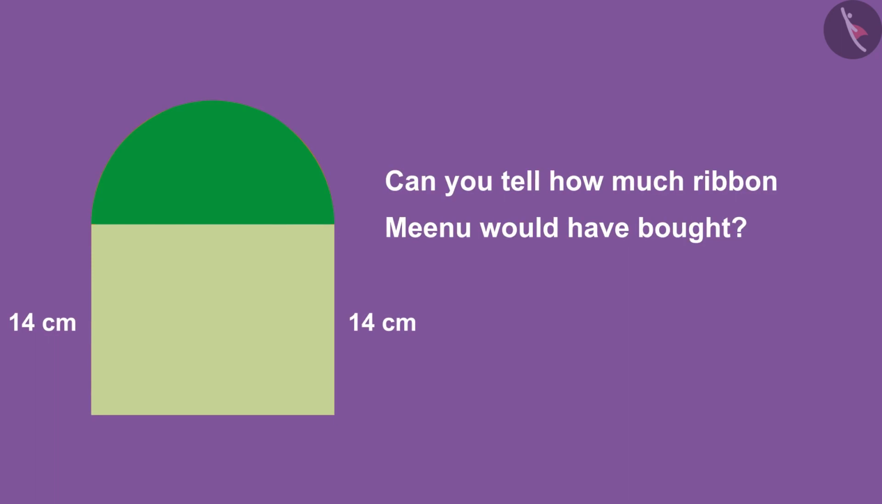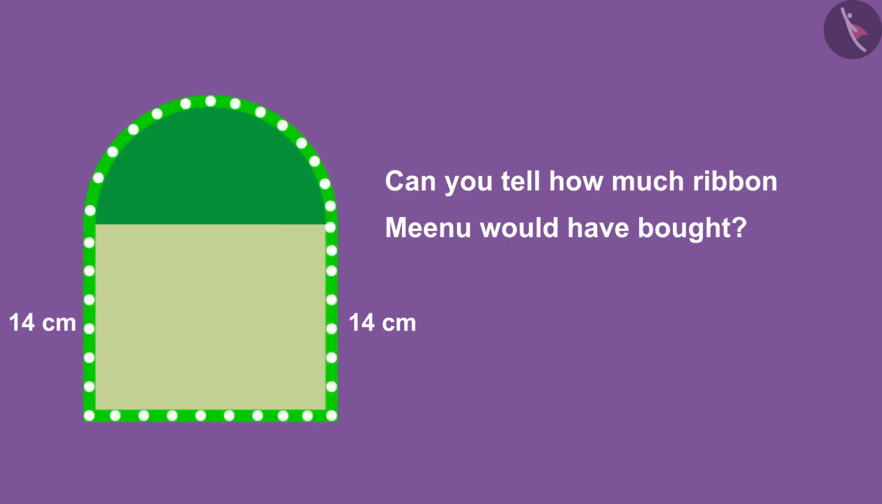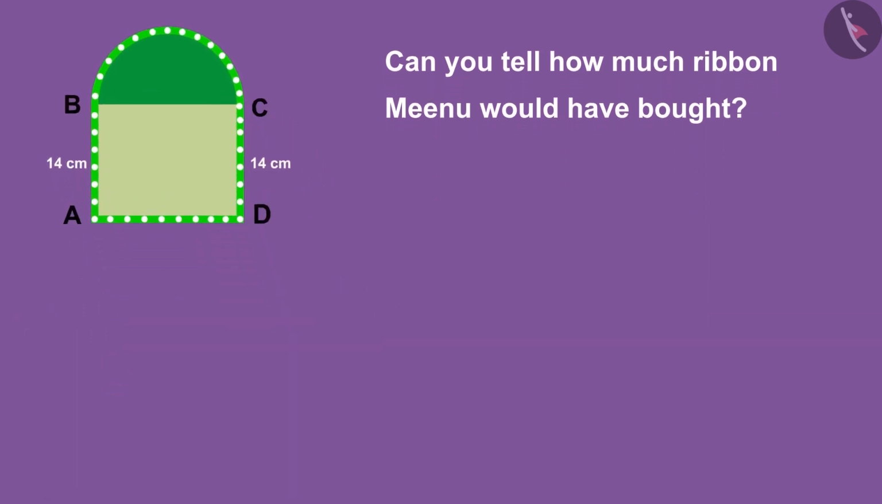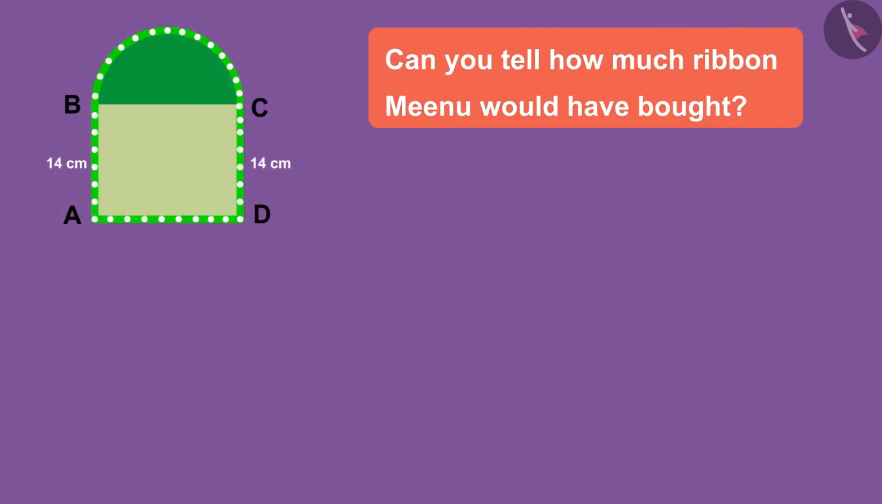For this, we will first see where the ribbon will be placed. Perfect! The ribbon will look like this on the border. That is, we have to find the measurement of its border. Take a round to the figure starting from point A. You can see that it takes 14 centimeters of ribbon to go from A to B, because AB is a side of a square.